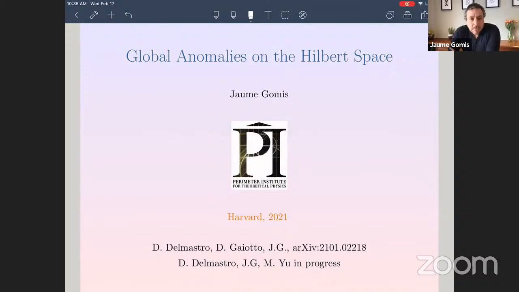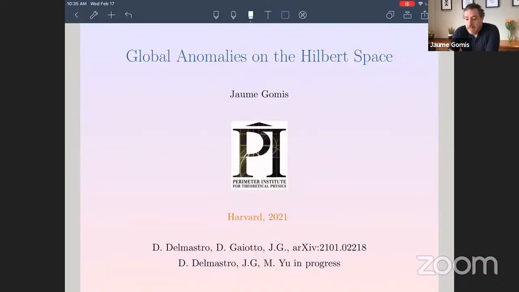So in this talk, there will be some part where we just set up what the problem is. But essentially, the main thing I want to do is to provide a very simple mechanism to detect whether a system has a global anomaly that does not rely on the usual tools that one needs to detect whether a system has a global anomaly, like eta invariants and such things. That will be the main goal.